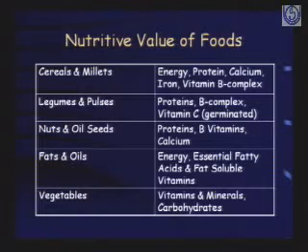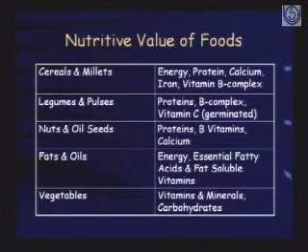After this we come to different food groups. Food can be divided into groups like cereals and millets, legumes and pulses, fats and oils, vegetables. They all provide us most of the nutrients, but they are also deficient in some of the nutrients. For example, cereals and millets give us protein, but they lack the very essential amino acid lysine. So we have to take some other food which should give lysine.